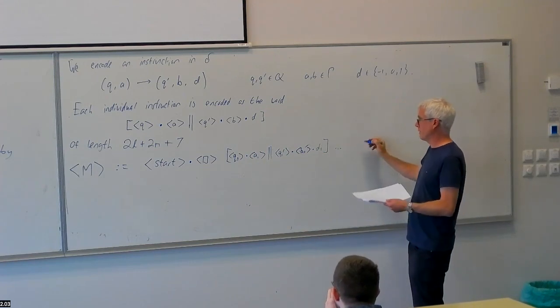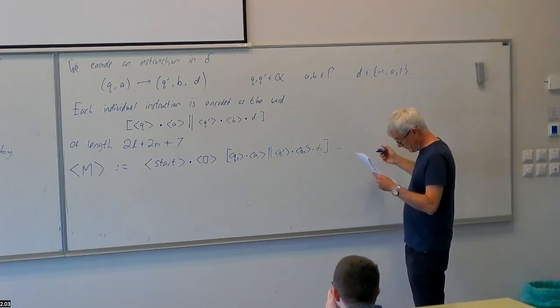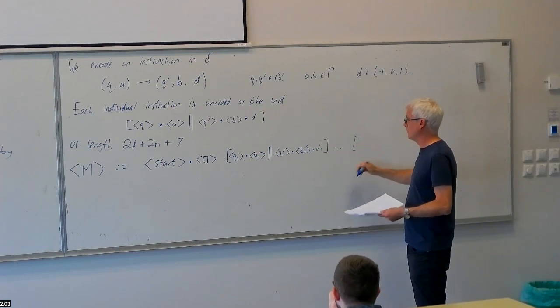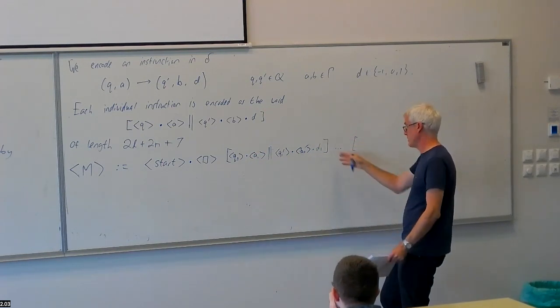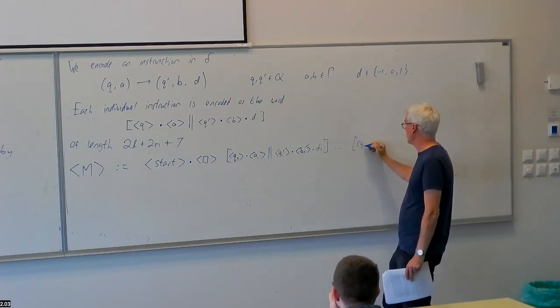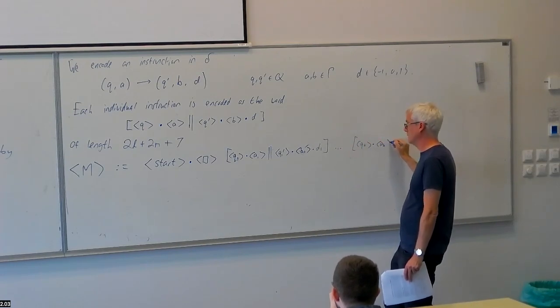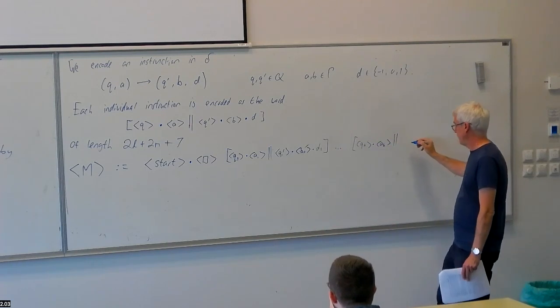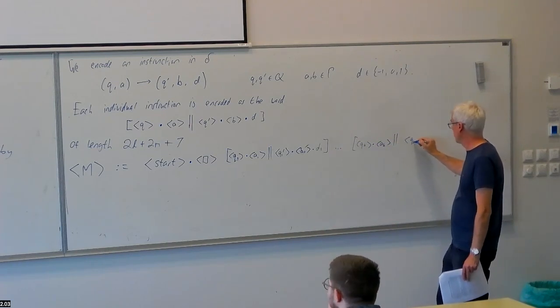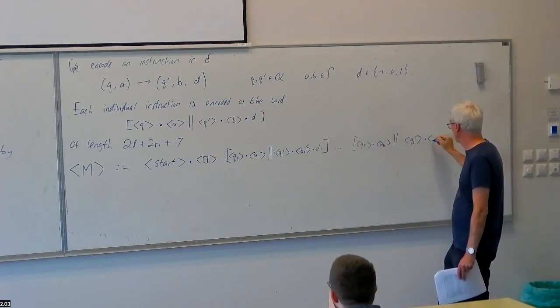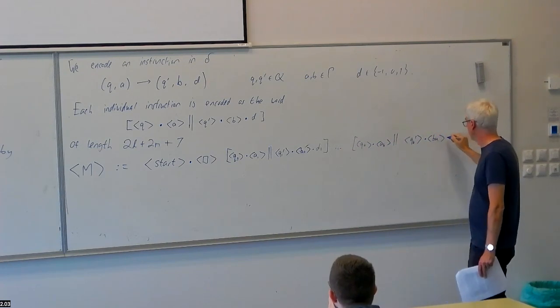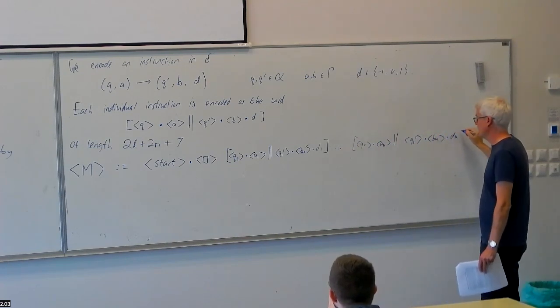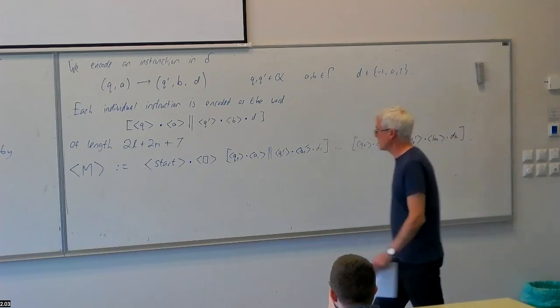Dot, dot, dots, there are k many instructions, say, so we'll have k many such things in square brackets, Qk, bullet, Ak, bar, Qk prime, bullet, Bk, Dk. Okay, so just a list of encodings of instructions.